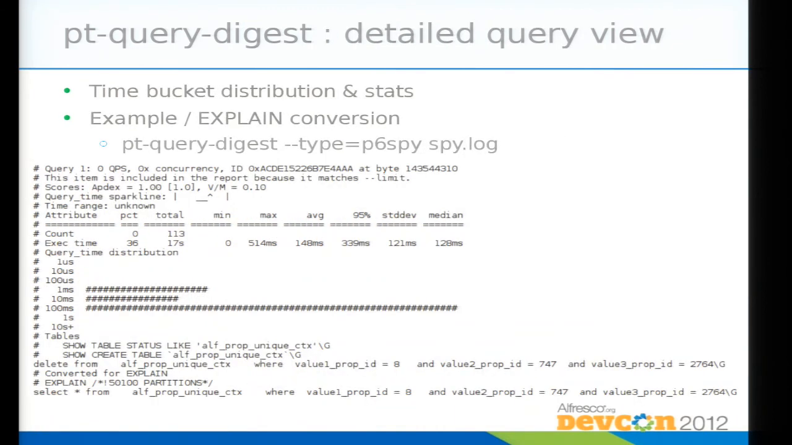Is it because your statistics are not up to date? Is it because there is a missing index? Is it because the query plan is bad for some reason? And this is something that you can tell the DBA without actually doing anything on the DB.